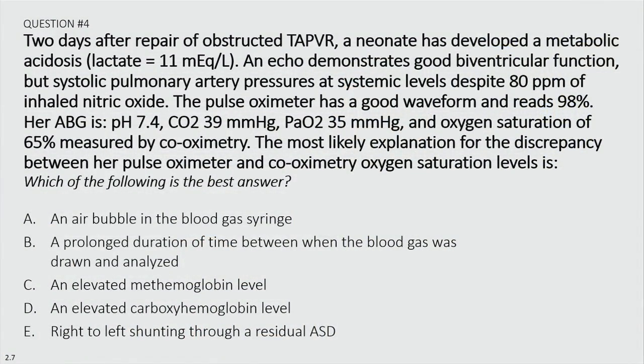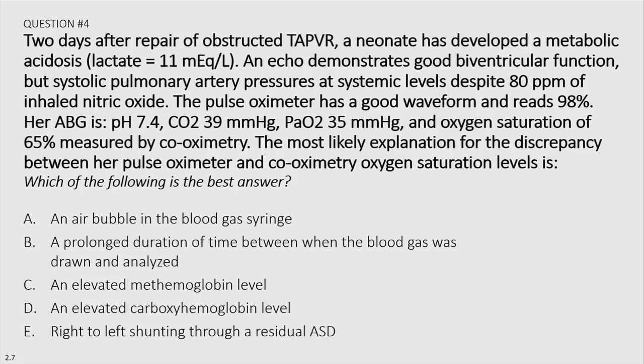Two days after repair of obstructed TAPVR, a neonate has developed a metabolic acidosis with a lactate of 11. An echo demonstrates good biventricular function, but systolic pulmonary artery pressures at systemic levels despite 80 parts per million of inhaled nitric oxide. The pulse oximeter has a good waveform and reads 98. Her arterial blood gas has a pH of 7.4, CO2 of 39, and a PaO2 of 35, with an oxygen saturation of 65% measured by co-oximetry.